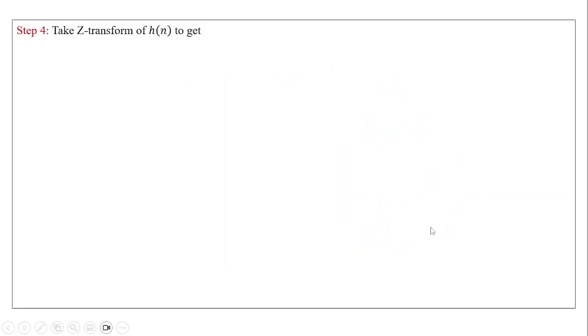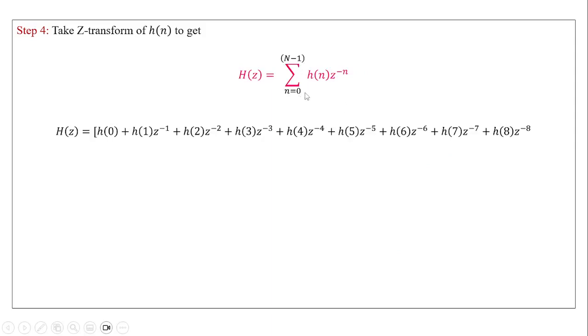Step 4 is to find the z transform. H of z equal to summation n equal to 0 to N minus 1 h of n z power minus n. Just expand this summation substituting the values 0 to 10. So you got this one. Here h of 6 is equal to h of 4. Again h of 7 is nothing but h of 3, and h of 8 is h of 2, and here it's going to be h of 1 and h of 0.